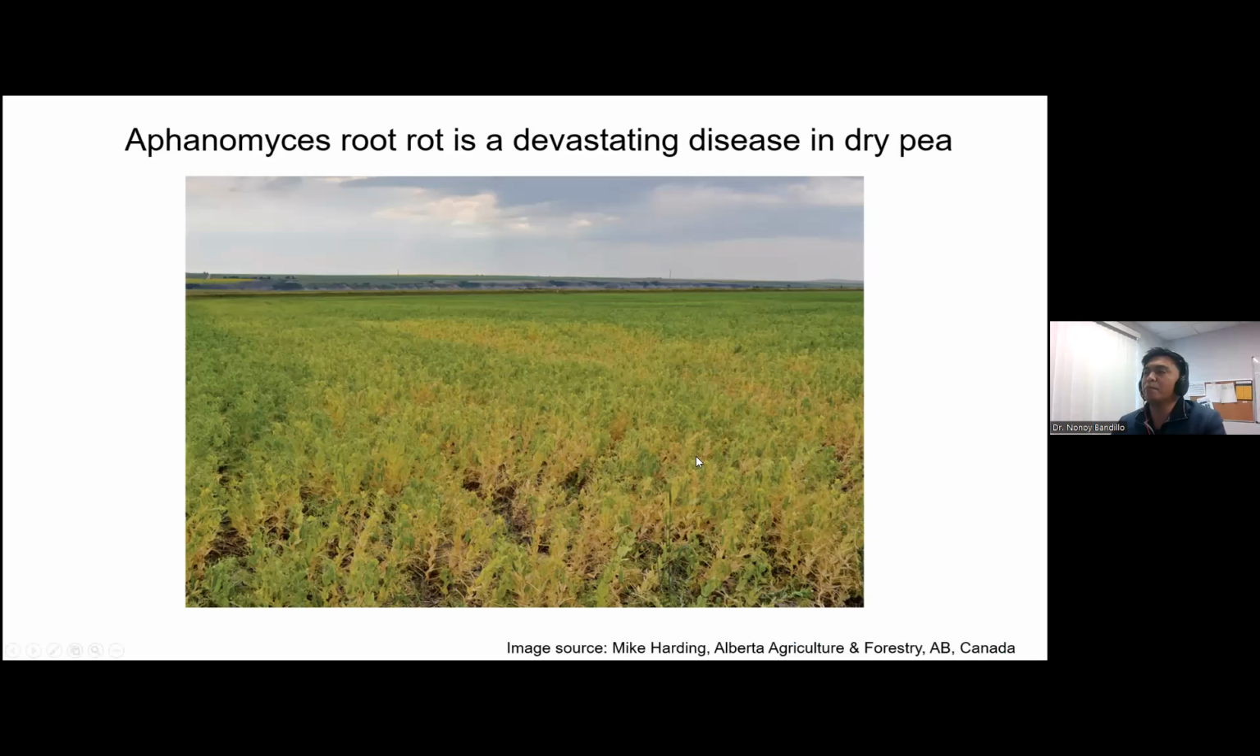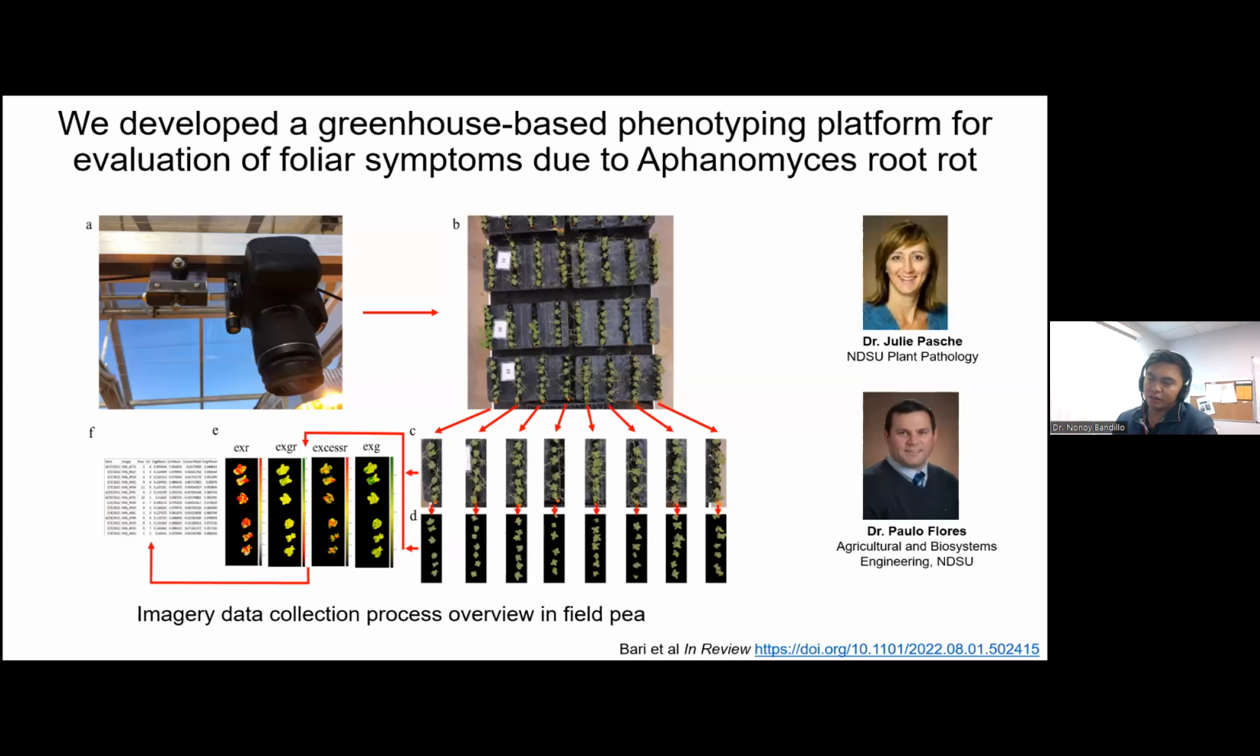And the problem of evaluating breeding lines for disease is you cannot control the environmental condition for conducive development of disease. So if there's no disease, there's no way you can evaluate for resistance for any disease you are interested in, right? So what we did here is, instead of doing it in the field, we brought it to the greenhouse. And I have fantastic collaboration at NDSU. We have Dr. Julie Pasche, our plant pathologist, and Dr. Paulo Flores, who is faculty in agricultural and biosystems engineering.